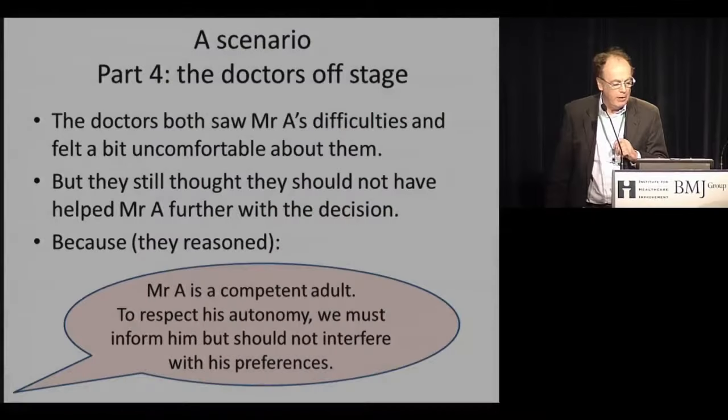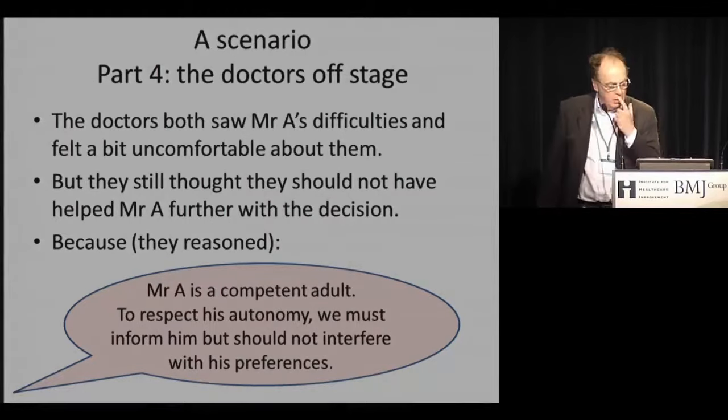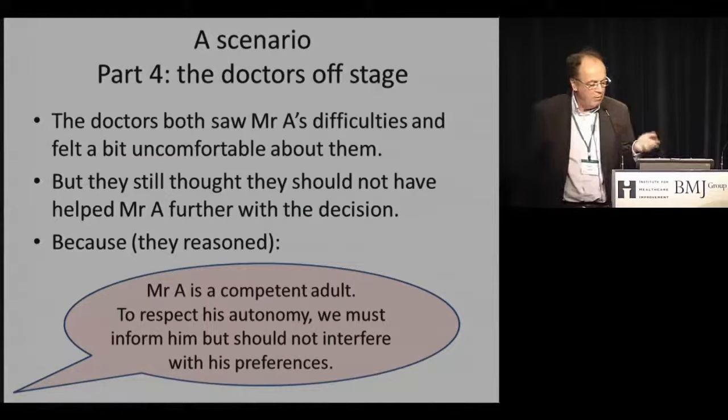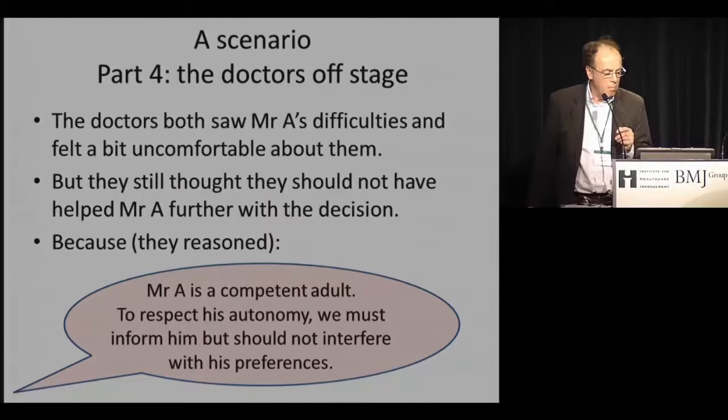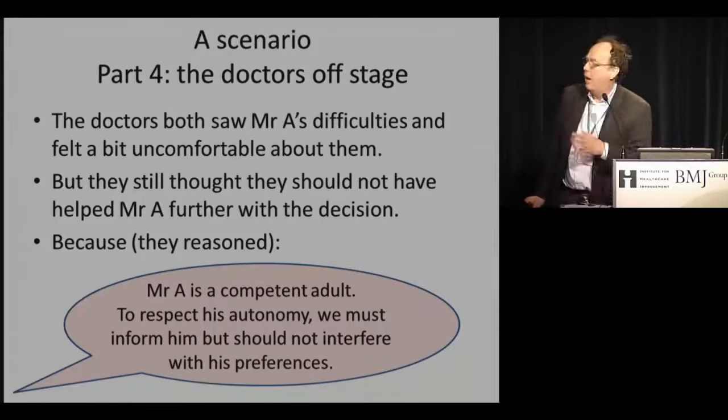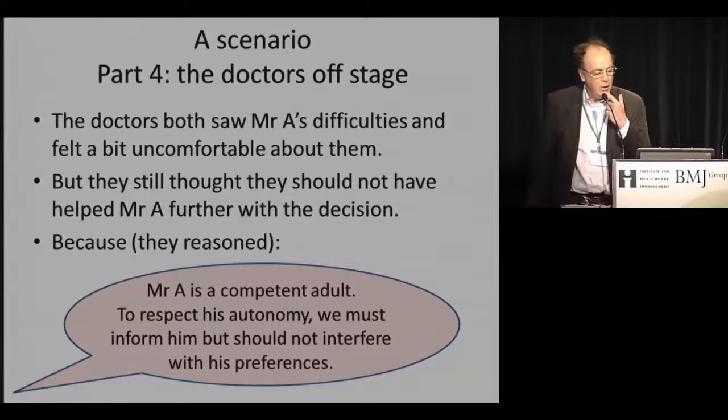But if we consider how the doctors might be thinking about this, both doctors saw Mr. A's difficulties, but were feeling a little bit uncomfortable about them. They still thought they shouldn't have helped Mr. A further with the decision, because they reasoned that they really wanted to respect his autonomy. That was their overriding influence. We must inform him, but shouldn't interfere with his preferences. That was the kind of way they were thinking. We might also add that the GP may also have been thinking in her mind that she really didn't know too much about abdominal aortic aneurysm repair. But that's a separate issue.